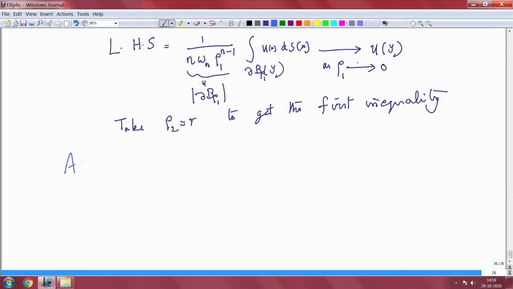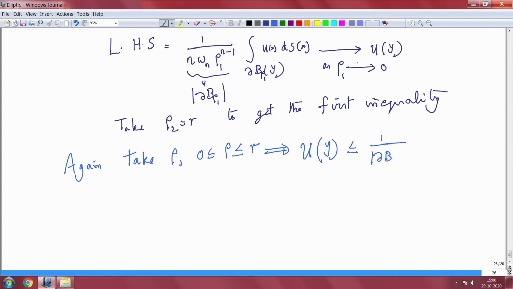Again, take rho such that 0 is less than or equal to rho less than or equal to r. That implies this inequality for u of y is true for any r, in particular for any rho. So rho 2 you took r, but you can take rho 2 equal to rho. So you get u of y is less than or equal to 1 by |B rho| integral over B rho of y of u of x dS of x.